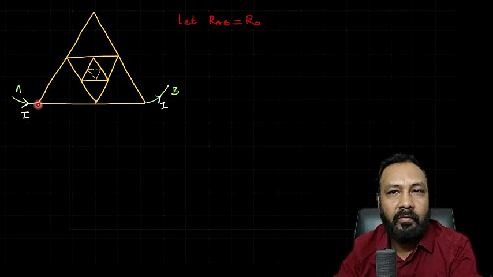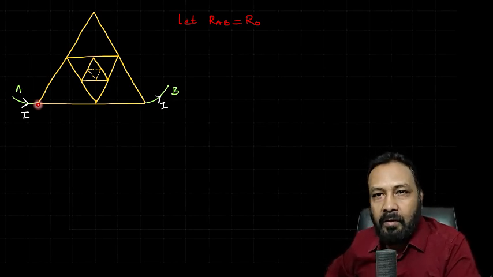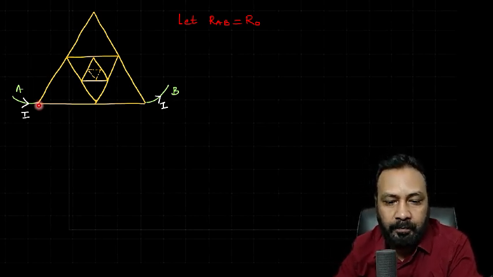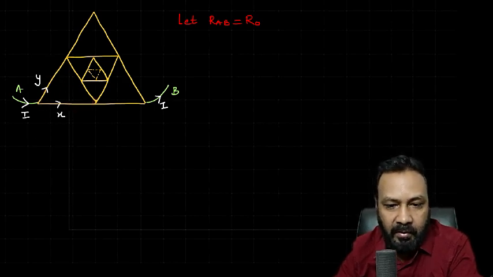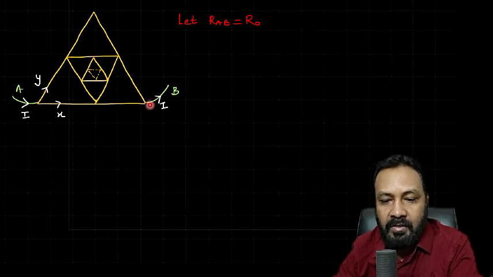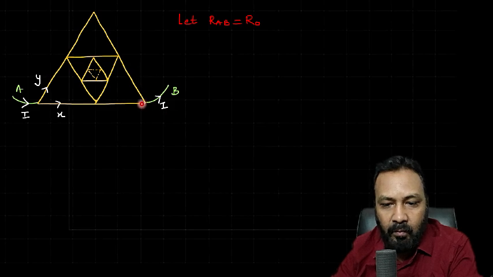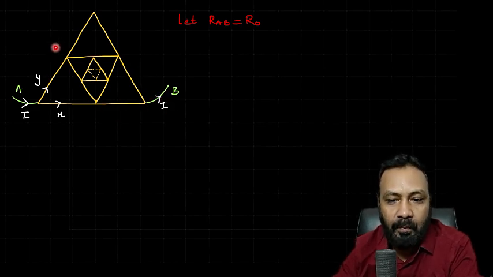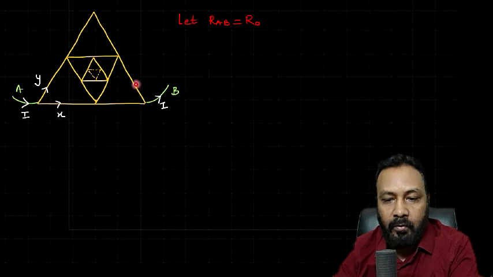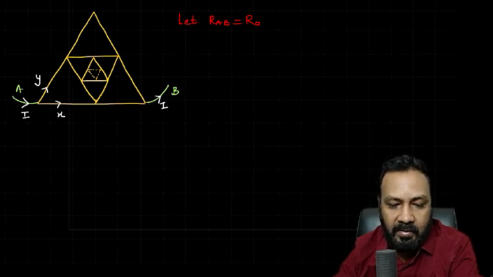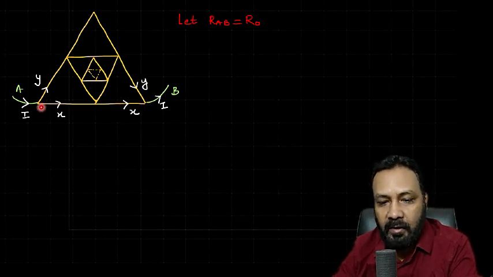Immediately when it enters at A, it has two paths to proceed. Suppose the current is split into X and Y on the two paths. Similarly, at B the currents from the two paths merge and become I. From the path symmetry, this part current would be Y and this part current would be X. Now see that the X current is coming here and X current is going there, so there should not be any part of this current going to this part.